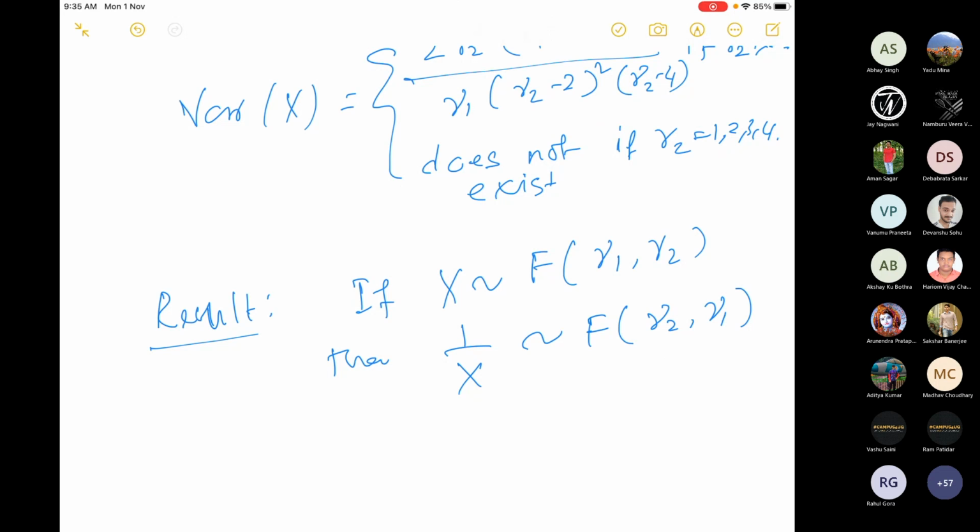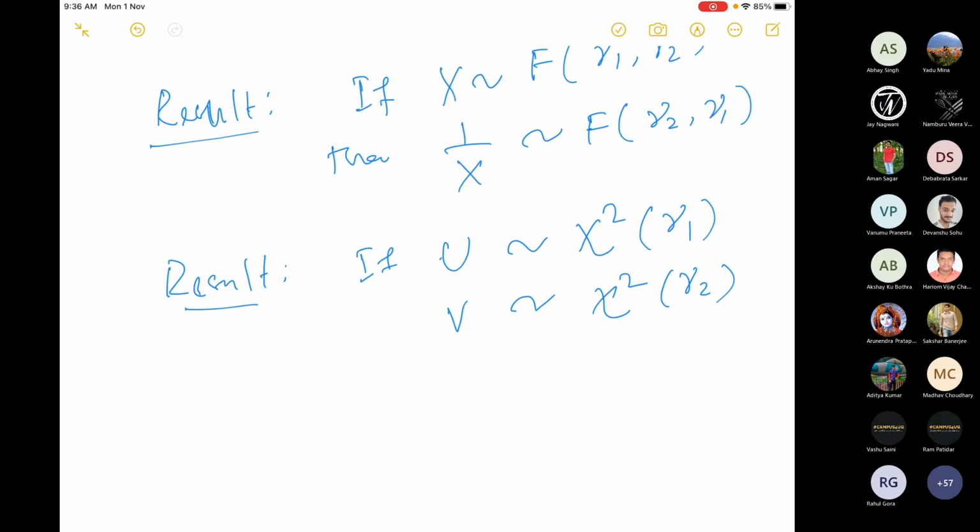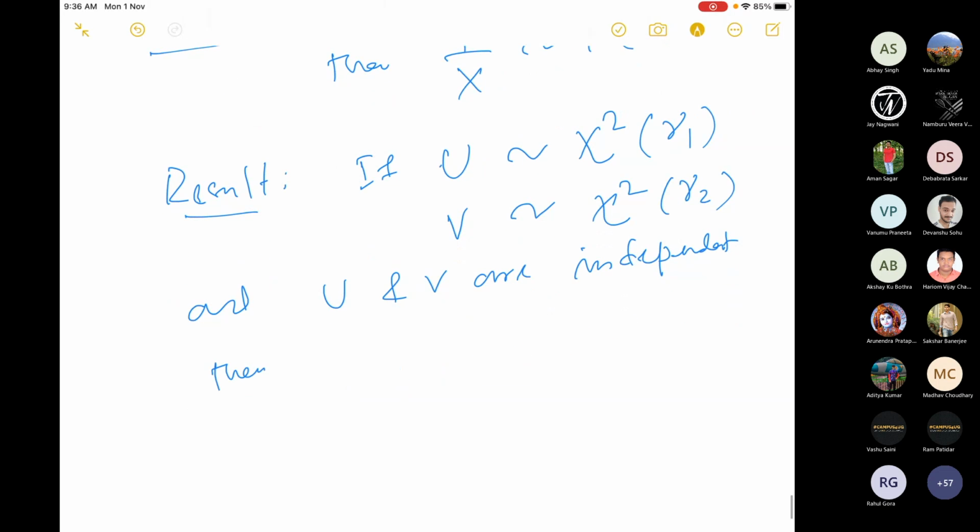Okay, so this is one important thing. Another result is, if we have some random variable u, which is chi-square with nu 1, and some v, which is, let's say, chi-square nu 2. So these are all chi-square with nu 1 and nu 2 random variables, and let's say u and v are independent. Then the ratio of u by nu 1 divided by v by nu 2, so the ratio of chi-squares, is F with nu 1, nu 2. This is an important thing to remember or mention. Okay, we will not prove this.